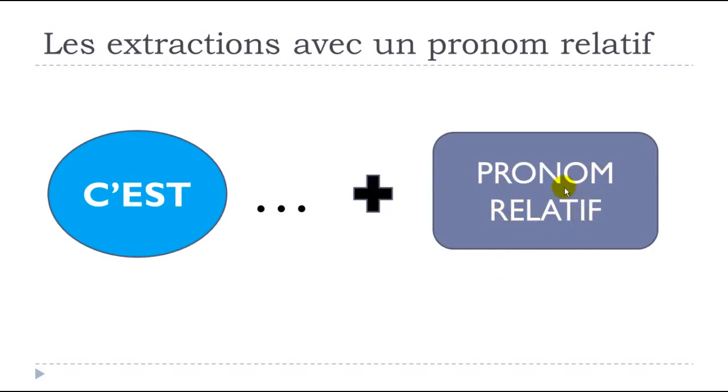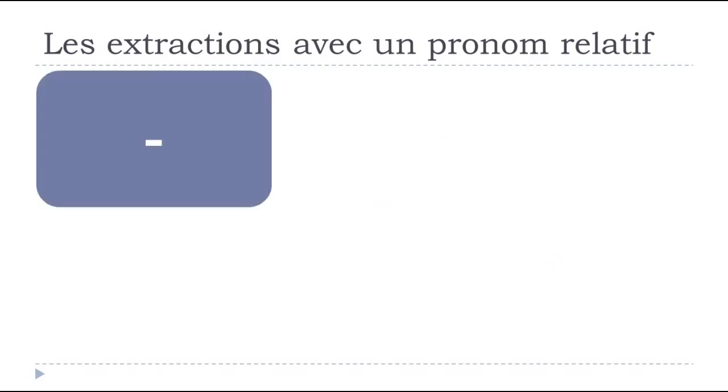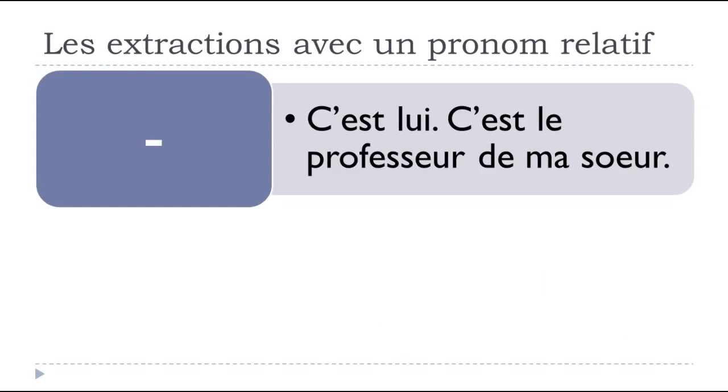Okay, so if you don't have any clue about les pronoms relatifs, I've made a video covering this topic, so maybe it would be better for you to have a look at that first video and then come back to this video after. But if you remember, les pronoms relatifs are qui, que, dont, and où. And so let's see the first example.